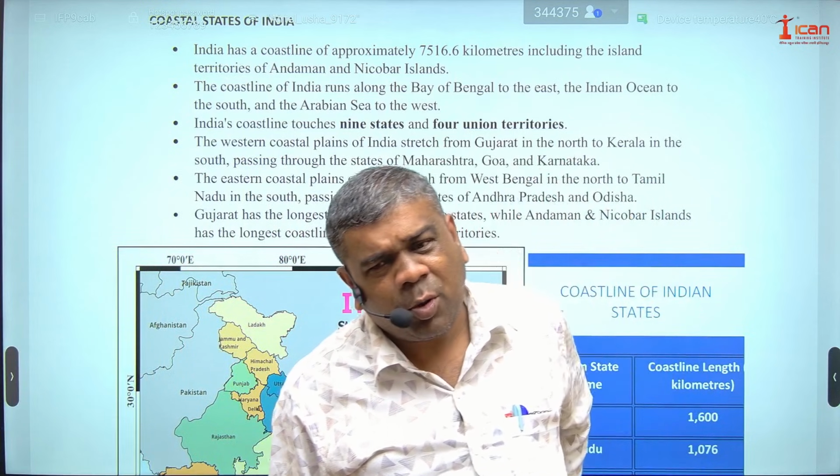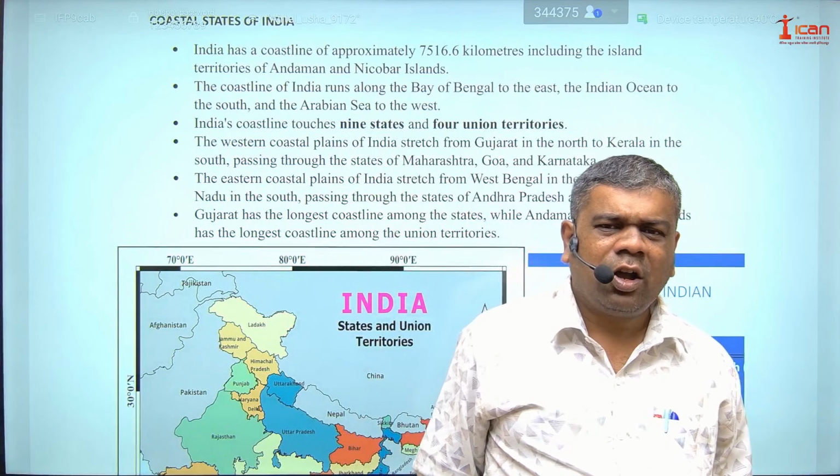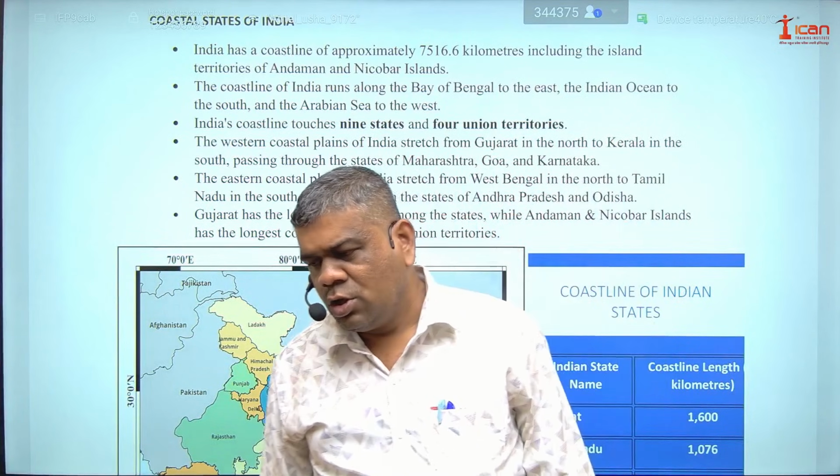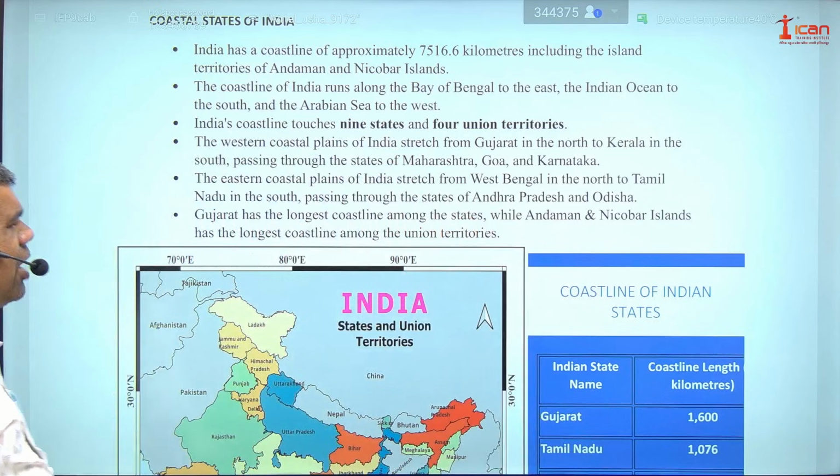What are the 3 water bodies that surround India? The first is the Arabian Sea, the second is the Bay of Bengal, and the third is the Indian Ocean. So that peninsular structure means that a lot of Indian states are going to have coastlines.